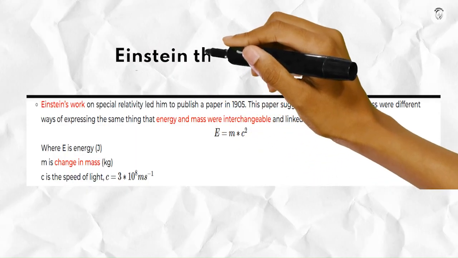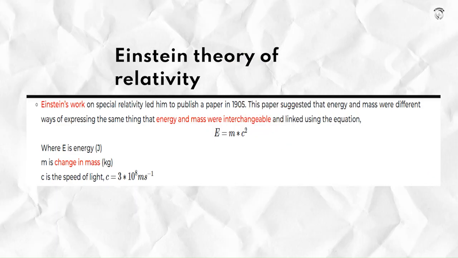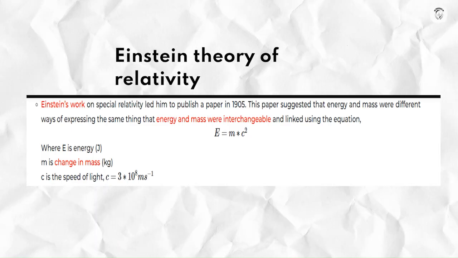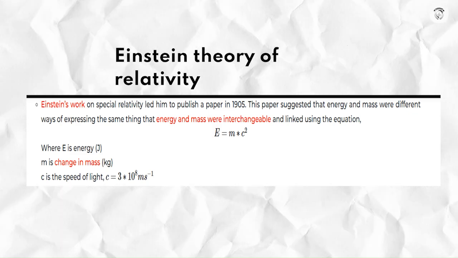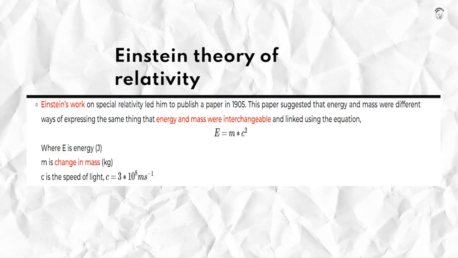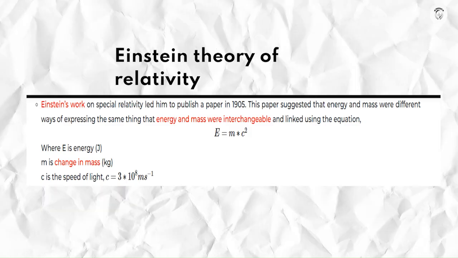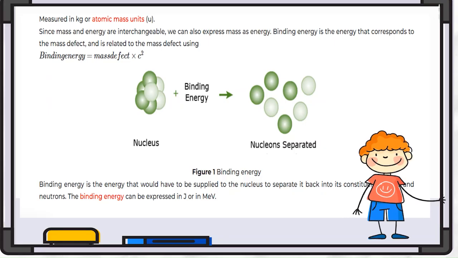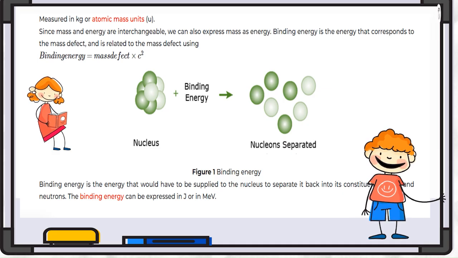So let us discuss Einstein's theory of relativity. What did Mr. Einstein tell us? He told us that energy is equal to mc squared, where energy and mass are interchangeable. He said when something travels at the speed of light, it becomes energy. For that purpose, he gave us this equation, E equals mc squared, where m stands for the mass in kg, c is the speed of light, and E is the energy, which is given in joules.